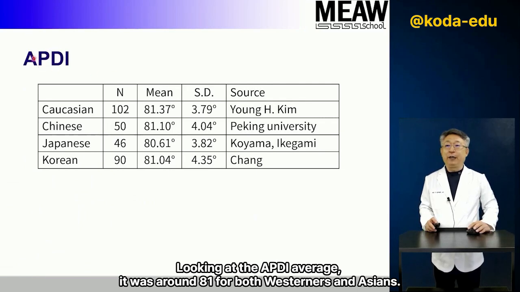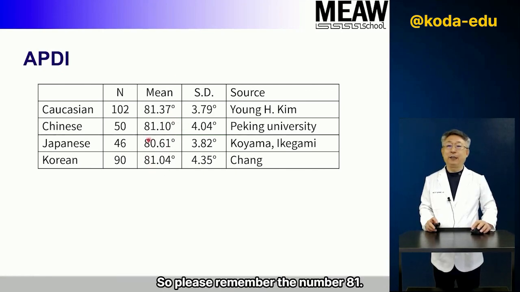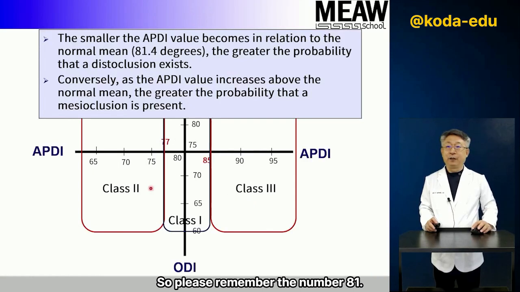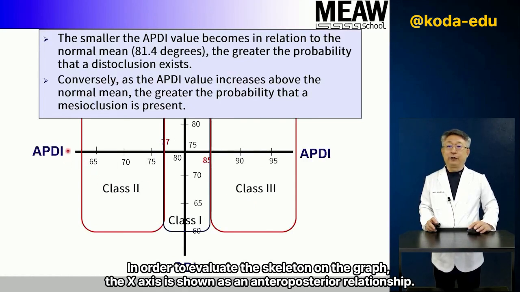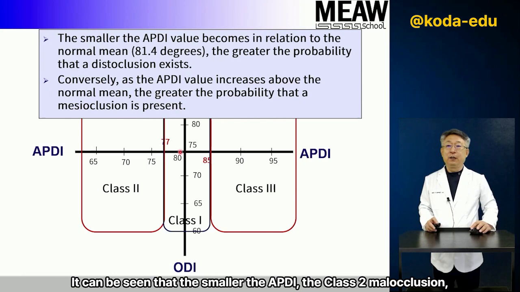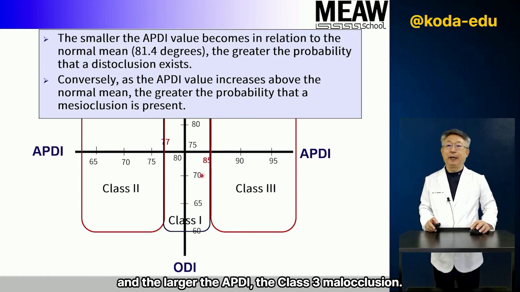Looking at the APDI average, it was around 81 for both Westerners and Asians. So please remember the number 81. In order to evaluate the skeleton on the graph, the axis is shown as an anteroposterior relationship. It can be seen that the smaller the APDI, the more it indicates class 2 malocclusion, and the larger the APDI, the more it indicates class 3 malocclusion.